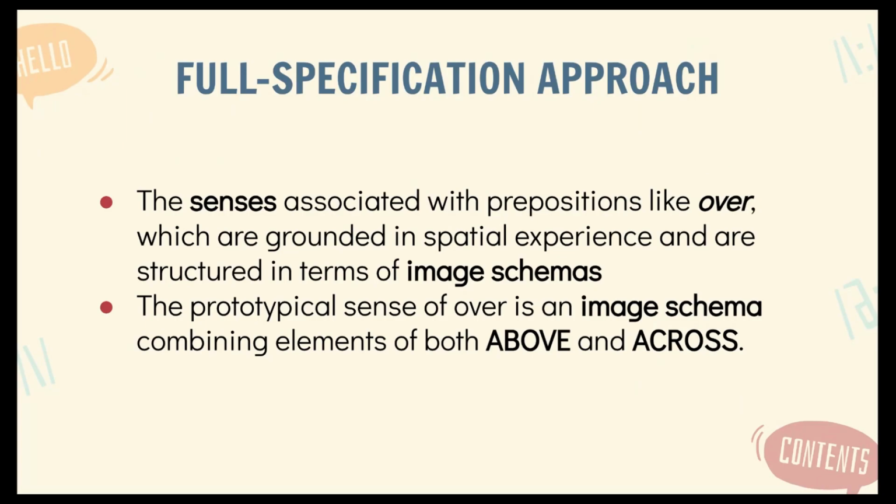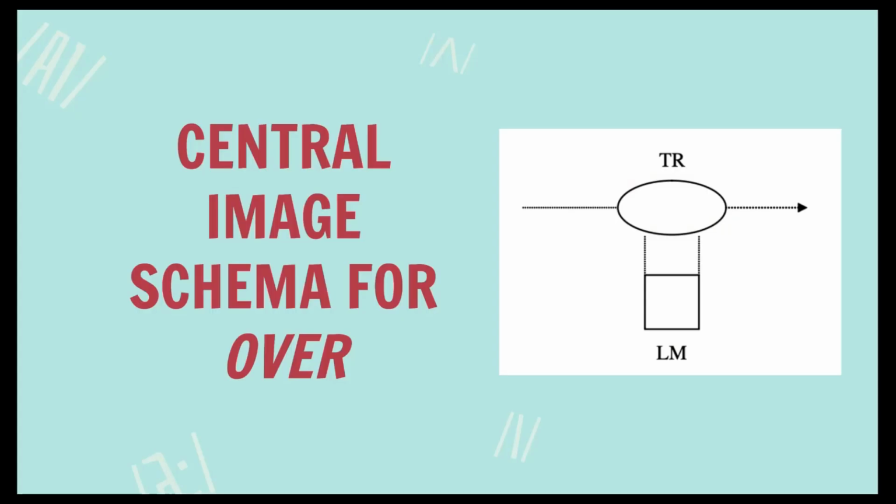The full specification approach describes the senses associated with prepositions like over, which are grounded in spatial experience and are structured in terms of image schemas. The prototypical sense of over is an image schema combining elements of both above and across. Here we have a central image schema for the word over. TR stands for trajector and relates to the entity in the scene that is smaller and that is typically capable of motion. LM stands for landmark and relates to the entity with respect to which TR moves. The TR and its path of motion are located above the LM. This central image schema is highly schematic, lacking detail not only about the nature of LM but also about whether there is contact between TR and LM.